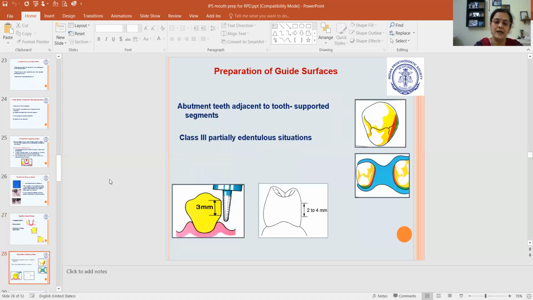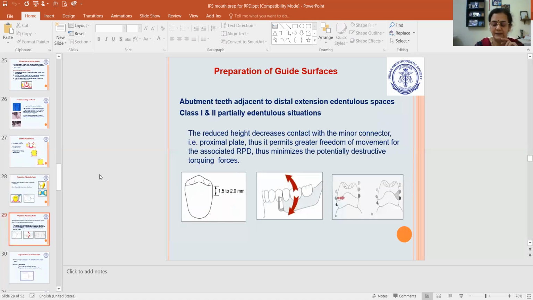Preparation of guiding surfaces when the abutment is adjacent to the tooth supported segments, especially in class 3 partially dentulous situations. Here the spur is kept to about 2 to 4 millimeters. It has to be prepared about 2 to 4 millimeters in the occlusal gingival surface, and they should follow the natural curvature of the tooth. After finishing and polishing, they should follow the natural curvature of the tooth.